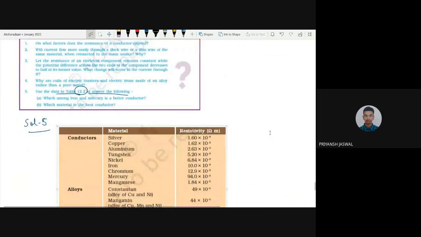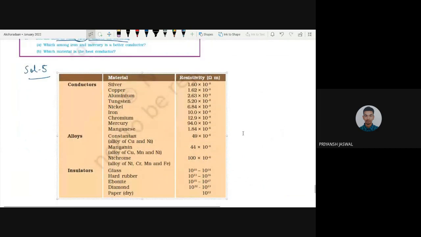So it is asked which among iron and mercury is a better conductor. Better conductor means it will produce less resistance for the same physical parameters of two conductors. One will have a lower resistance, that one will be the better conductor because it will allow easy flow of charges over the other. So let's quickly find out iron here and mercury.